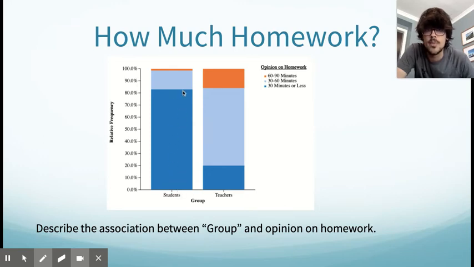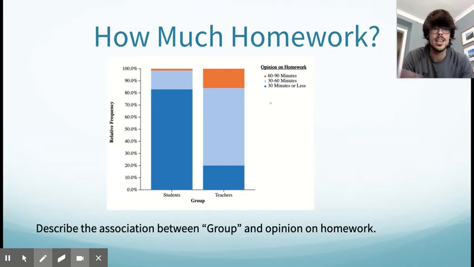That's the vast majority of students who chose it. Whereas for teachers, that was a lot less popular. A little under 20% said that. Most teachers felt that it should be in the 30 to 60 range. So you can look and contrast the differences between the groups. Clearly, there's an association. Teachers are more likely to think 30 to 60 or 60 to 90 is appropriate, where students overwhelmingly believe 30 minutes or less is the most appropriate.